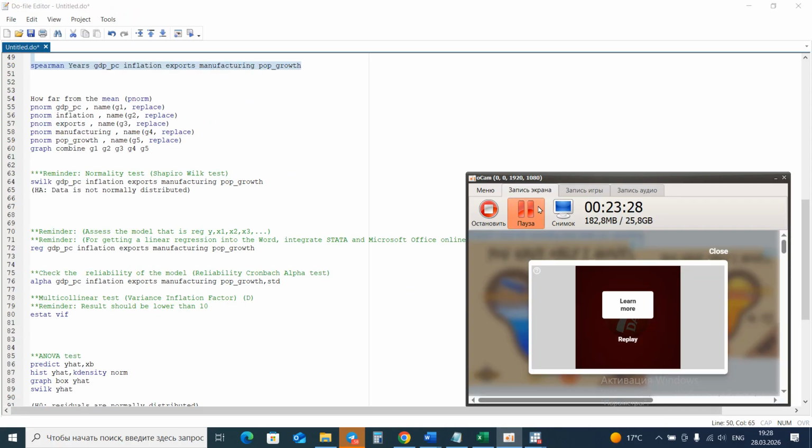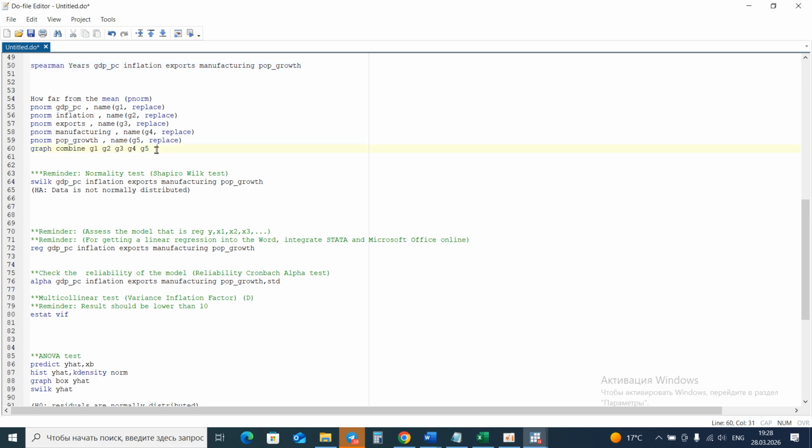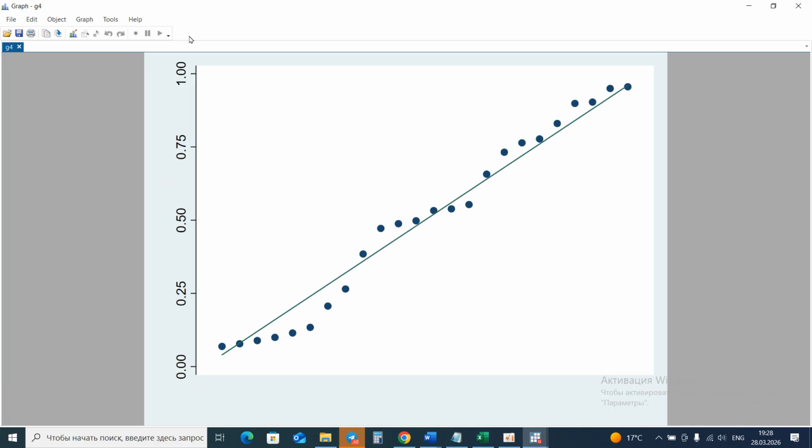Let's move to the next command, that is pnorm. It shows how far variables are from their norm, their mean. So it analyzes the normal distribution of variables.